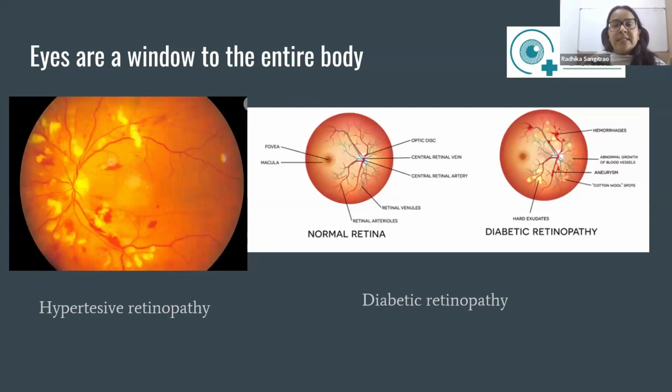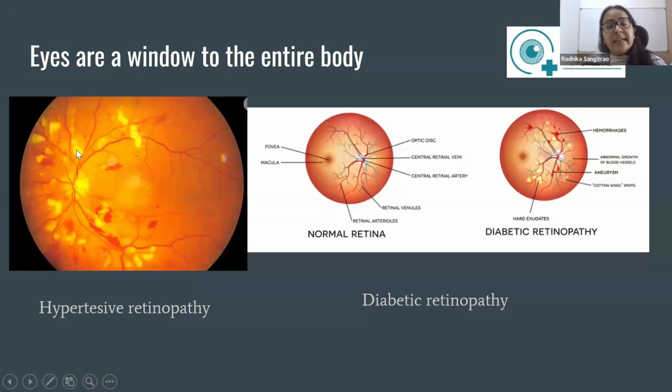Another important thing is if you have systemic diseases like hypertension or diabetes, these can affect the eye, and the eye is also a window to the entire body. So when you have very high hypertension, this is the red picture of the retina of the eye. These are the blood vessels, and these are the changes that high hypertension causes. These changes can lead to permanent visual loss.